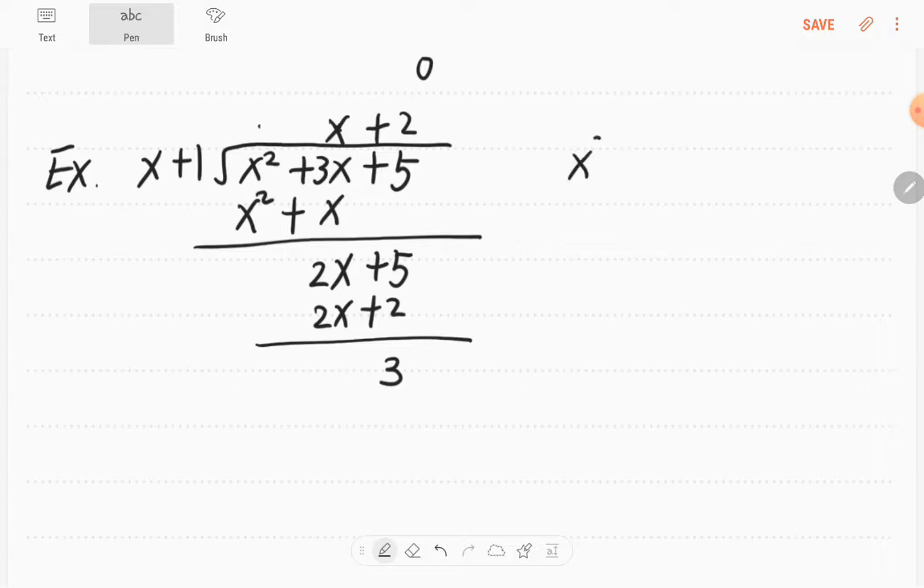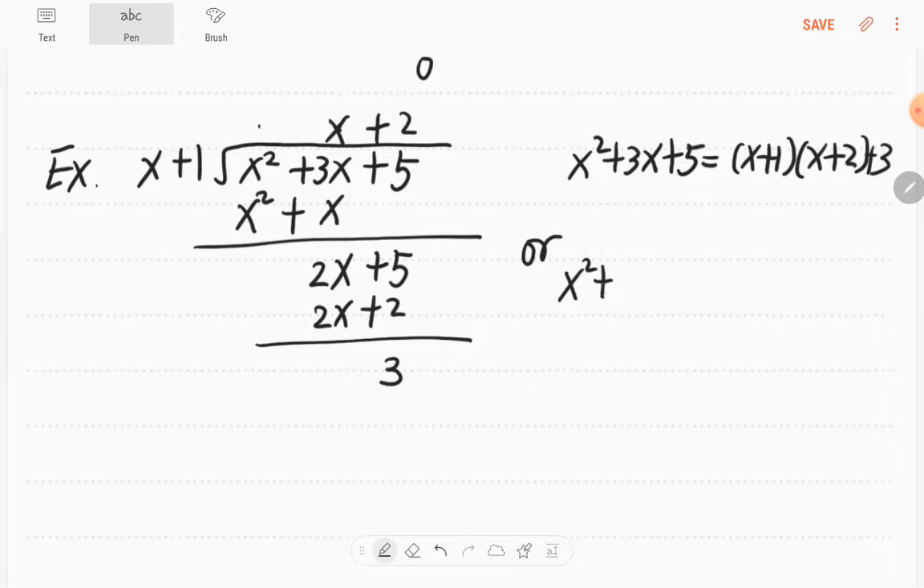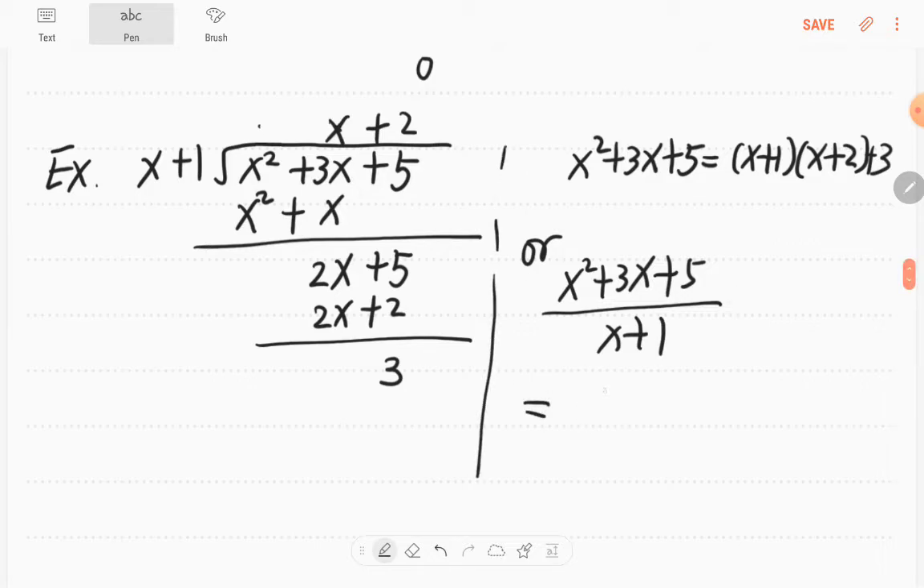This means x squared plus 3x plus 5 equals x plus 1 times x plus 2, then plus 3, right? Or you can view this as a division: x squared plus 3x plus 5 divided by x plus 1 is equal to what? Equal to x plus 2, then plus the remainder 3 divided by x plus 1. Okay.